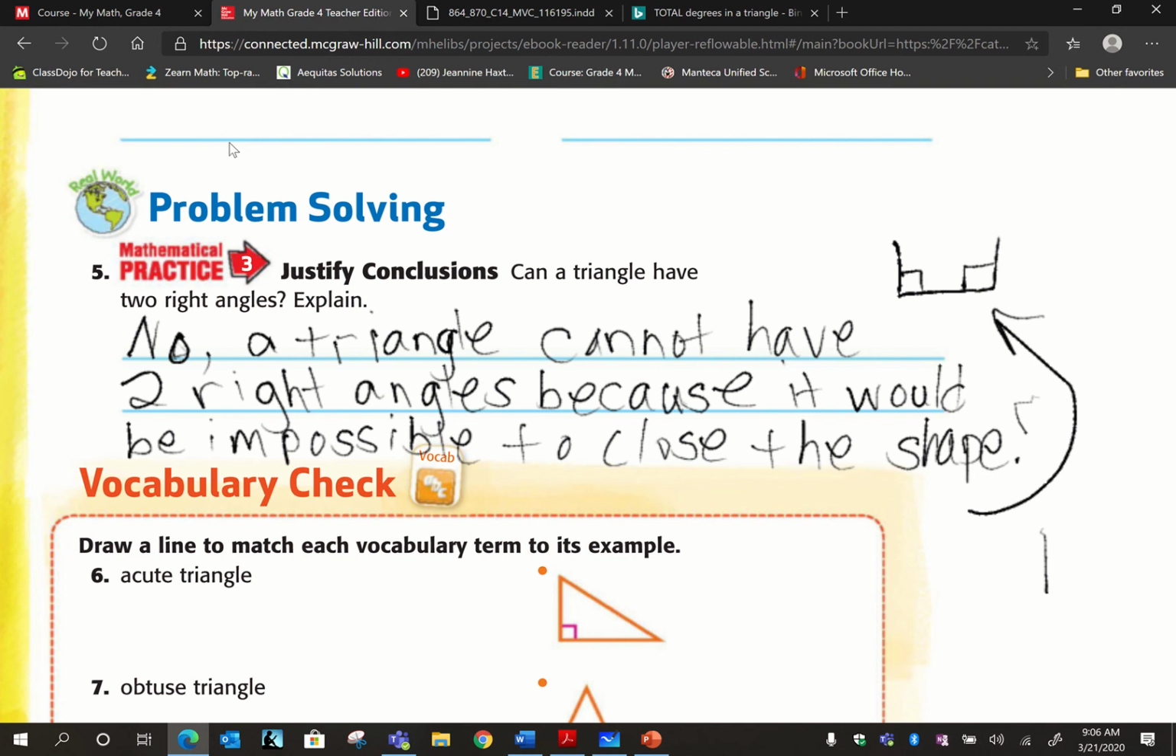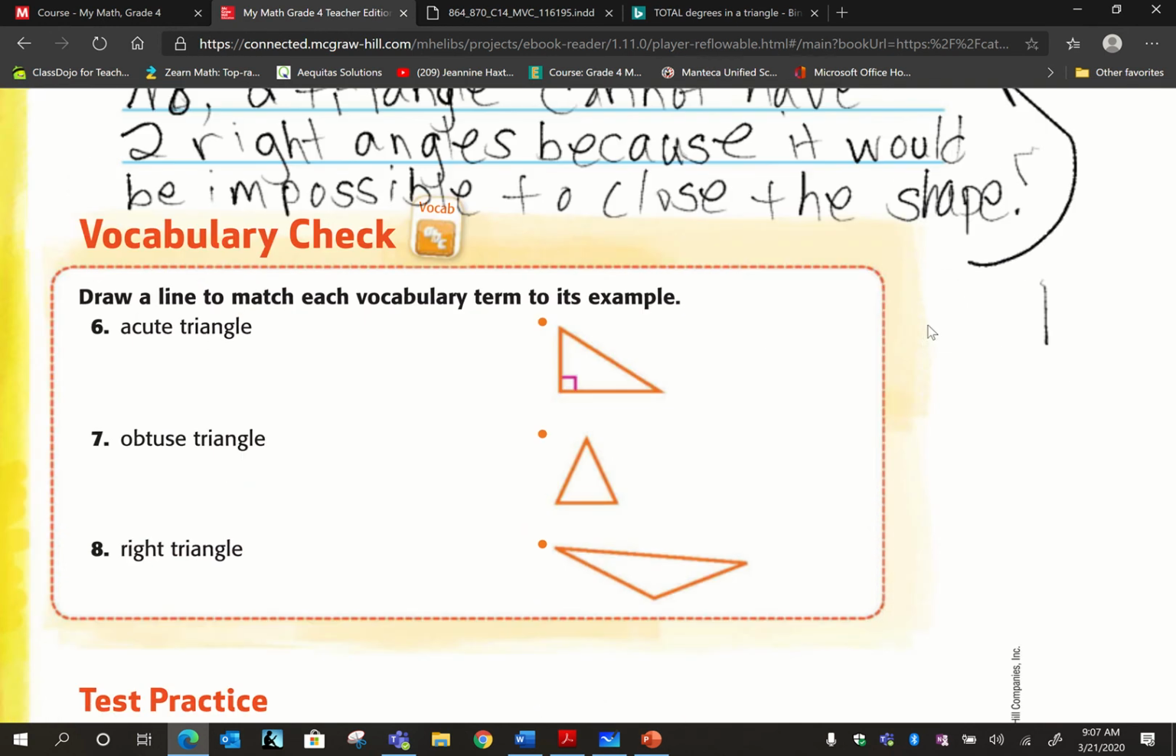They ask us on number 5 to justify conclusions. Can a triangle have two right angles? Explain. We know that a right triangle has one right angle. That's a way that we use when we're trying to classify, that's one of the parameters that we list, is if it has one right angle. Here I put no, a triangle cannot have two right angles because it would be impossible to close the shape. I drew up here a picture of if two sides had right angles, they wouldn't pitch in towards each other to where you could close the shape. Okay, so that's the only one I think you'll need help with.